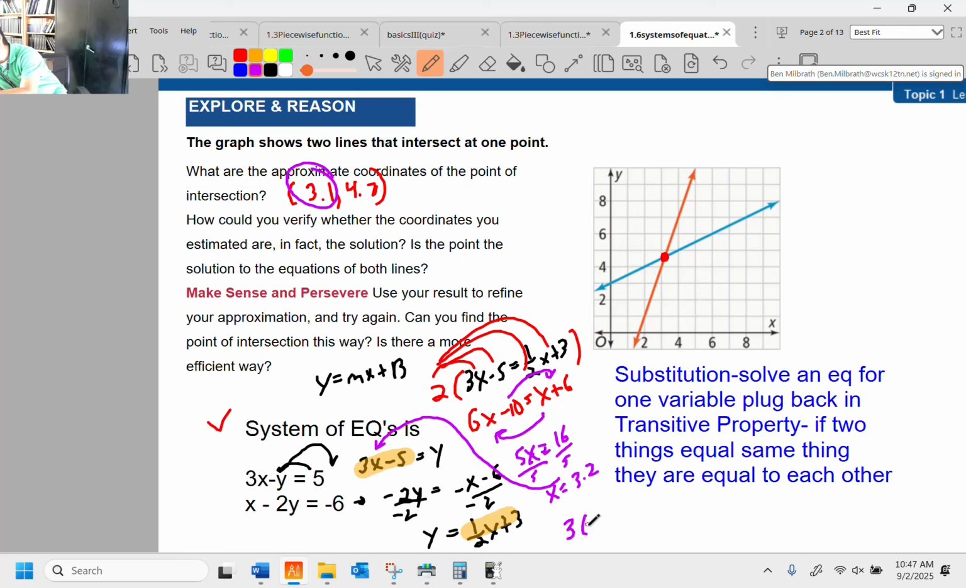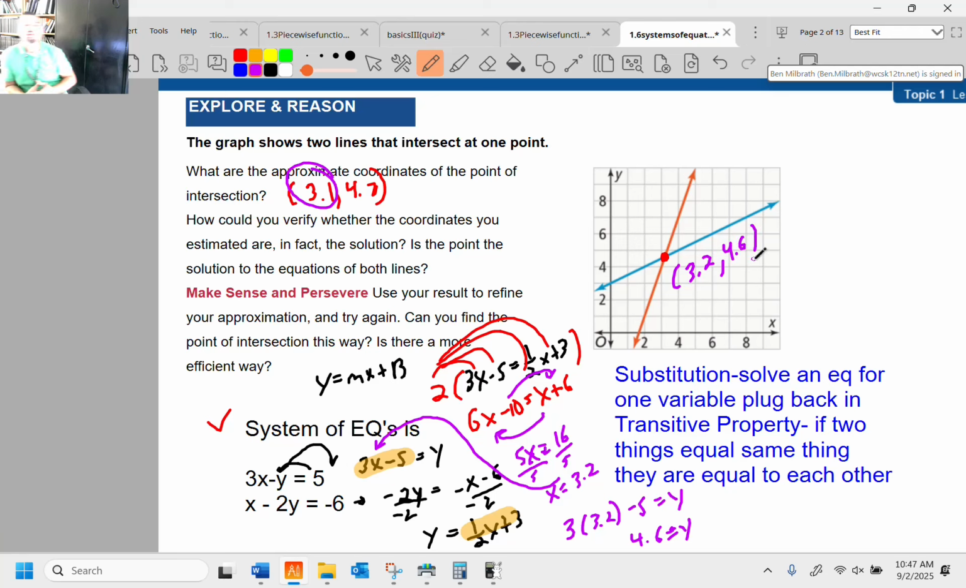So 3 times 3.2, take away a 5 is my y value. 3 times 3.2 is 9.6. 9.6 take away 5 is 4.6. So I was pretty close. So it turns out the exact ordered pair is 3.2 and 4.6.